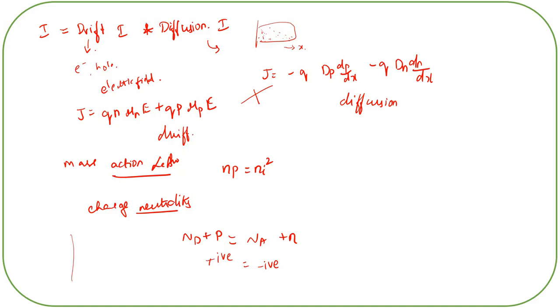For an n-type semiconductor, the number of holes may be neglected, so Nd is equal to n, and for a p-type semiconductor, the number of electrons may be neglected, so p is equal to Na. We have a concept called carrier lifetime.